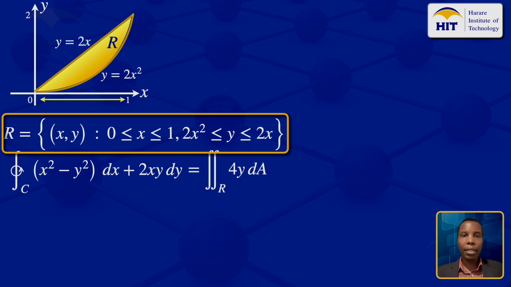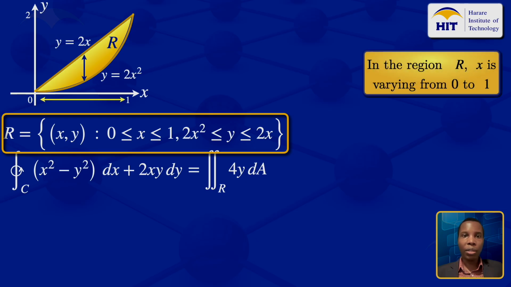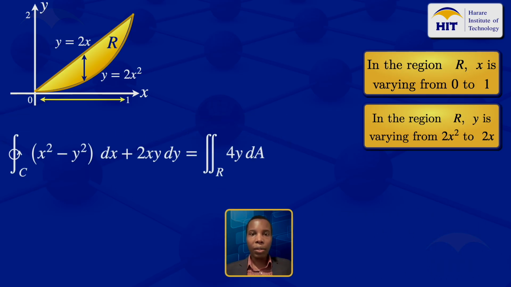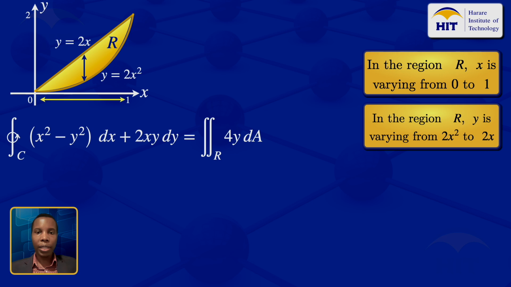And inside that region, x is varying between 0 and 1, and y is varying from 2x squared to 2x. So what I'm saying is that in the region R, x is varying from 0 to 1, and y is varying from 2x squared to 2x. The 2x is our upper limit, the one on top. So we then go on and look at that double integral.